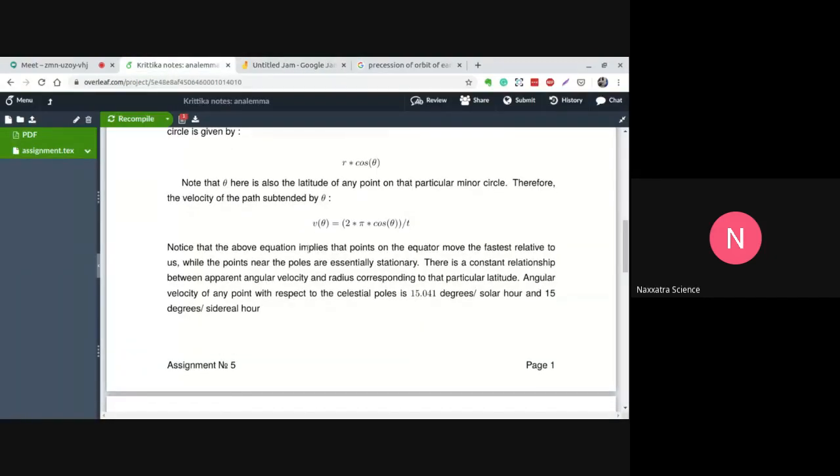Notice that the above equation implies that points on the equator move the fastest relative to us, while the points near the poles are essentially stationary. There is a constant relationship between apparent angular velocity and radius corresponding to that particular latitude. Angular velocity of any point with respect to the celestial pole is this. So now this last sentence talks about angular velocity of any point with respect to the celestial pole is 15. So this is the constant whatever we spoke about.